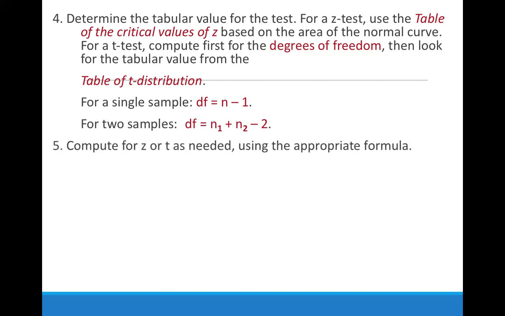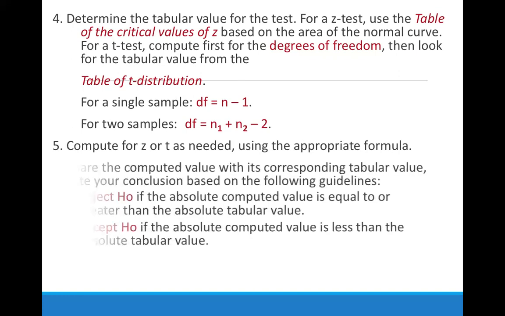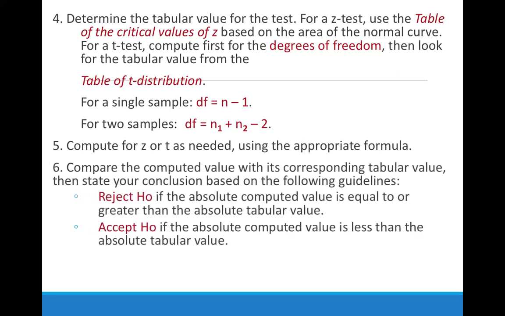The next step is to compute for z or t as needed using the appropriate formula. Number 6, compare the computed value with its corresponding tabular value, then state your conclusion based on the following guidelines. So these are the criterion whether or not to reject the null hypothesis. So we reject the null if the absolute computed value is equal to or greater than the absolute tabular value.